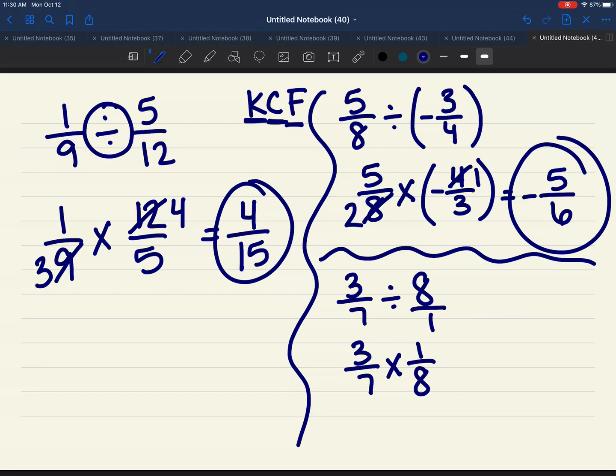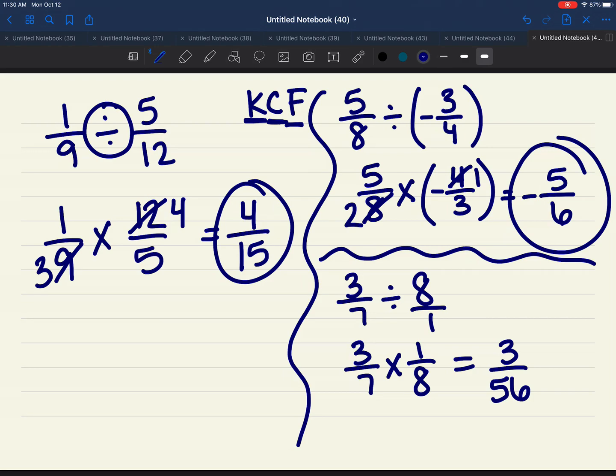All right. Is there anything here, Ruby, you can cross simplify? No. So multiply to get what? 3/56. Very good. 3/56. Can you simplify 3/56? No. Now, how do you know if 56 is divisible by 3? Can anybody tell me, Deja?